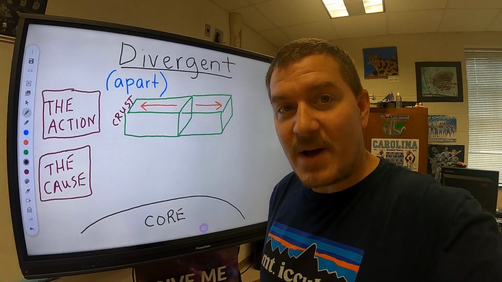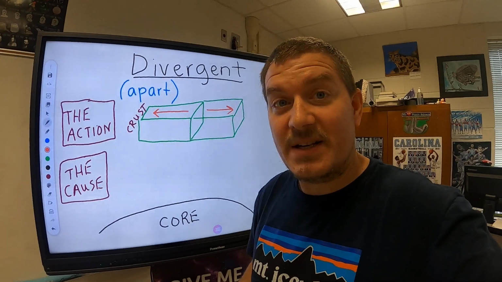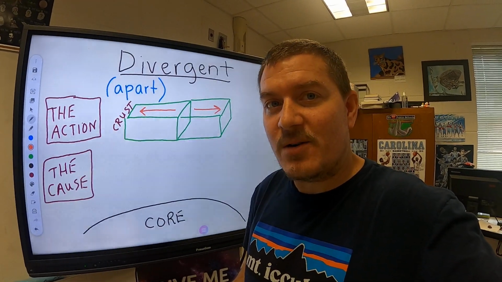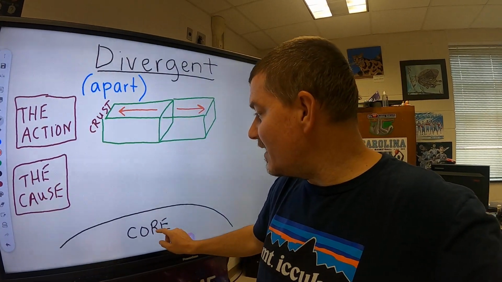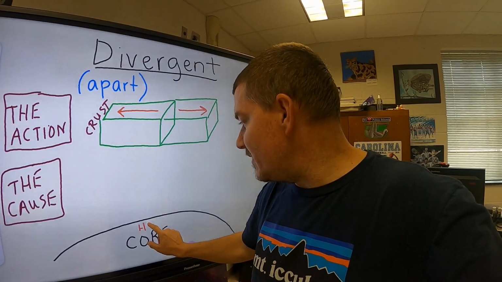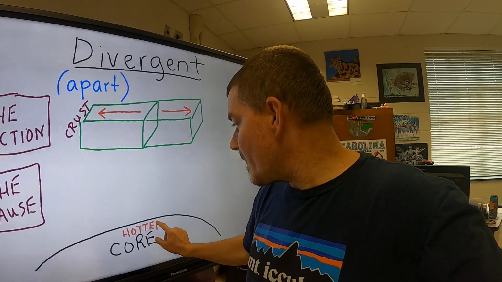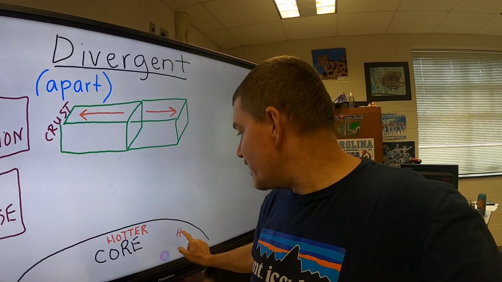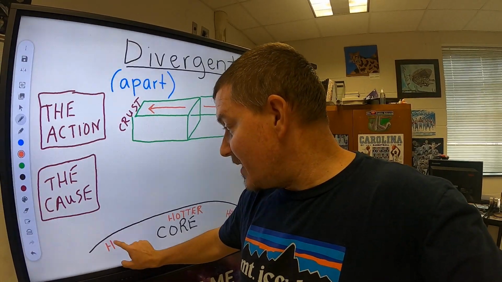Some of the main concepts about the core that we've already talked about are that the core is exceptionally hot. The inner core can get as hot as 10,000 degrees Celsius, as hot as the surface of the sun. But it's not evenly spread out in its temperature. So there are some areas of the core that are going to be just hot and other areas that are going to be hotter.